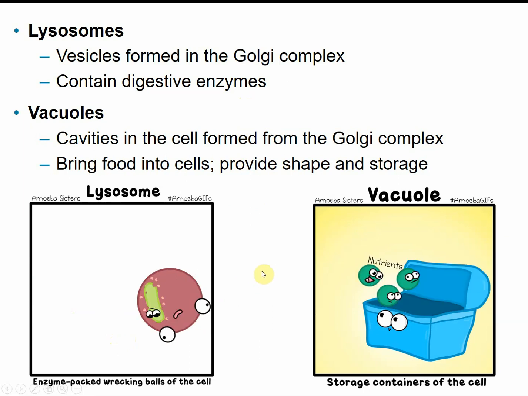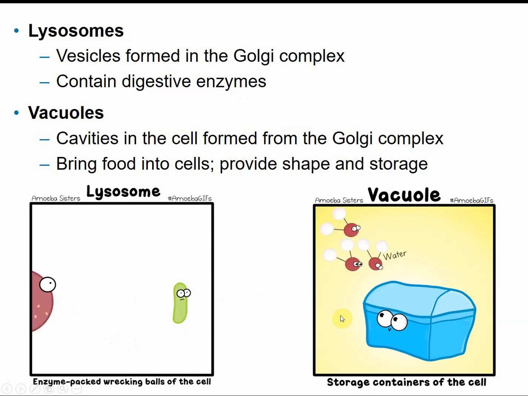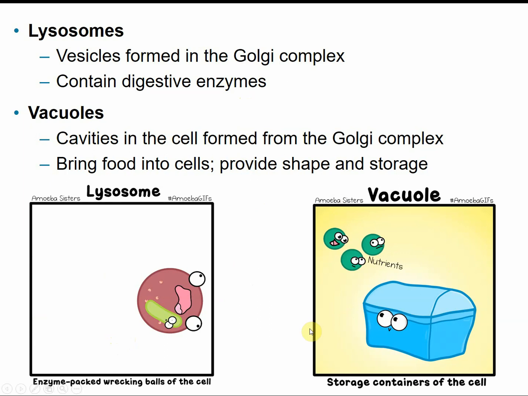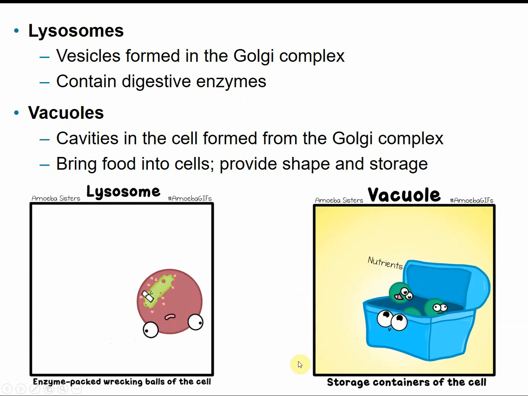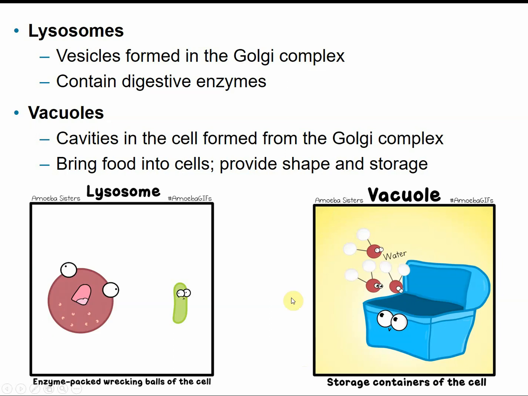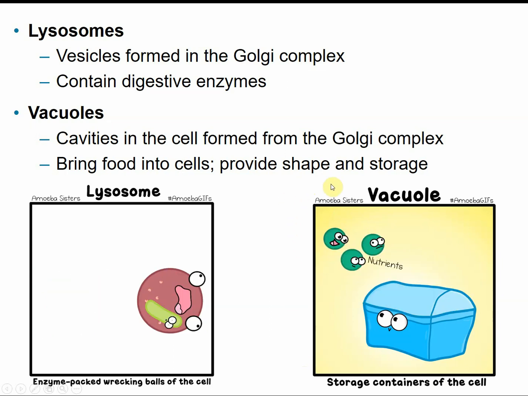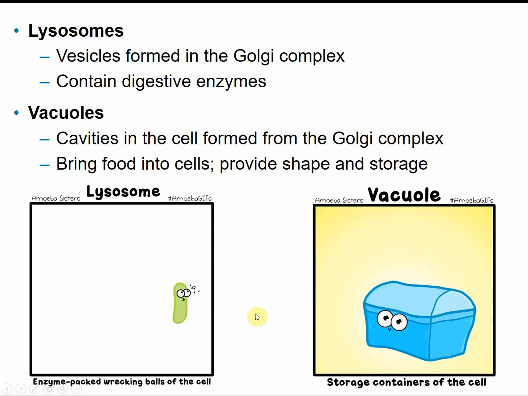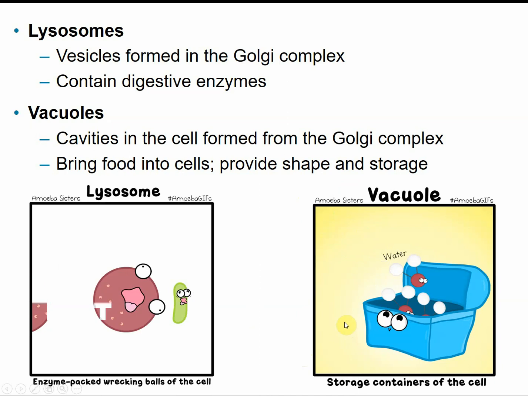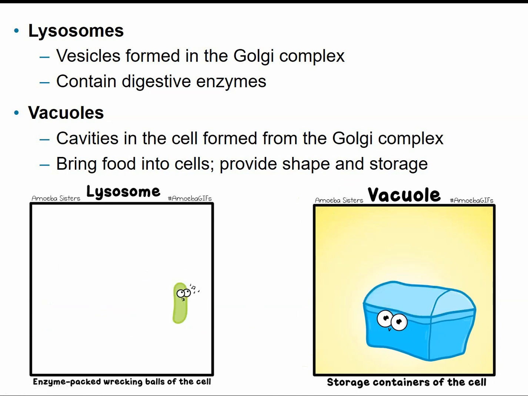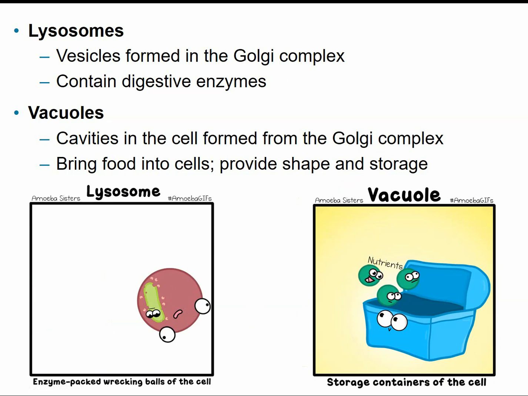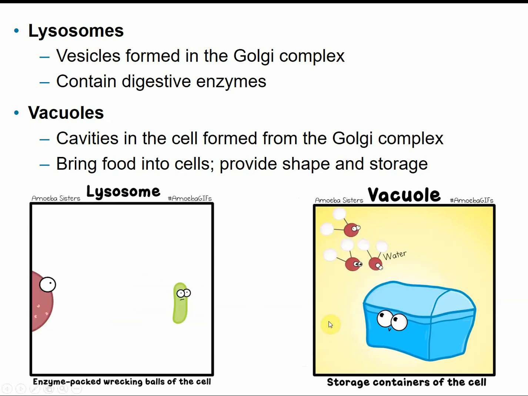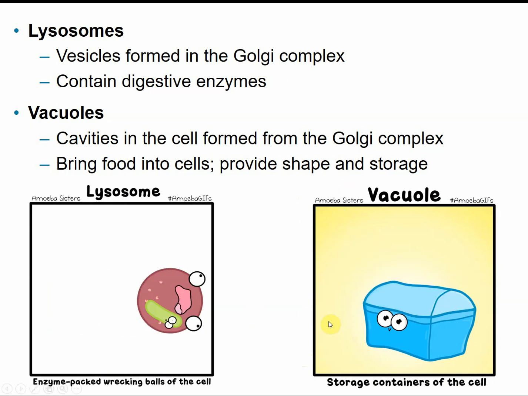Vacuoles are storage organelles, so small cavities, storage containers of the cell. So they can help bring food and other nutrients into the cell, as well as provide overall shape and storage for the cell. So like in plant cells, they have a very large central vacuole that keeps the plants from becoming wilted. So when plants start to wilt, they need water. It's because that large central vacuole has become dehydrated and shrunk the overall size of the cell.